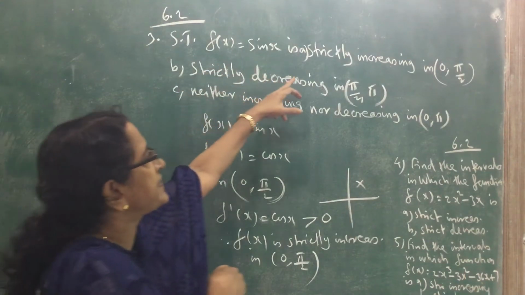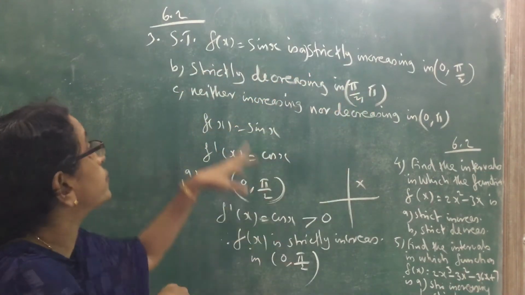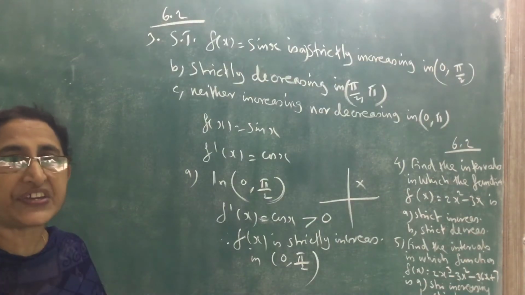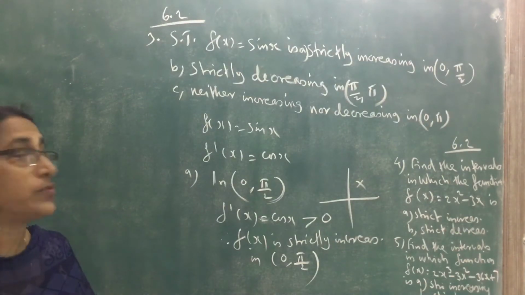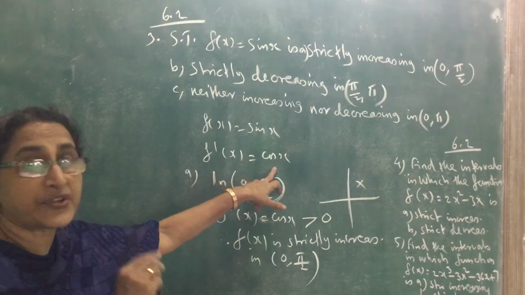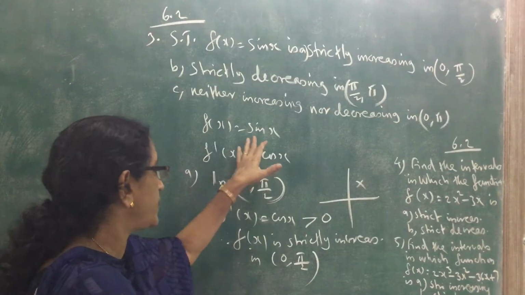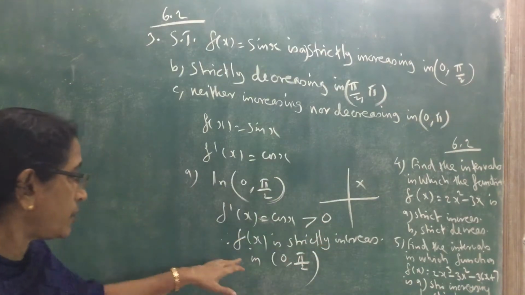We have to prove that this function f of x equal to sin x is strictly increasing in (0, pi by 2). So first we have to find the derivative, and we have to check whether the derivative, that is cos x, is greater than 0 or not. Now we have proved that.